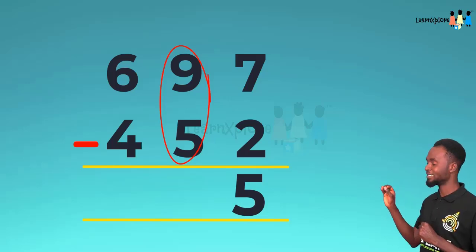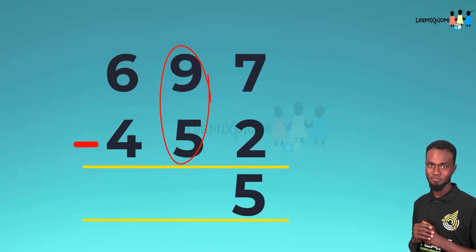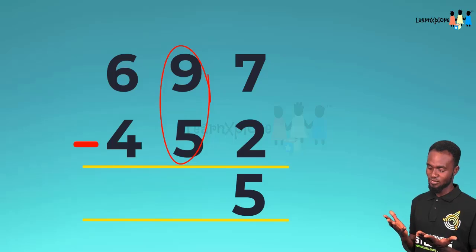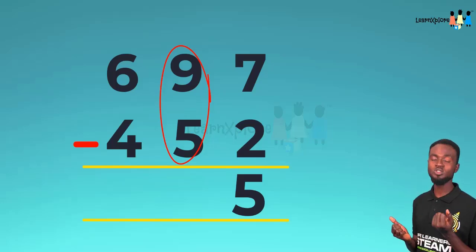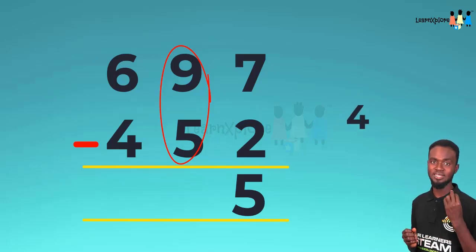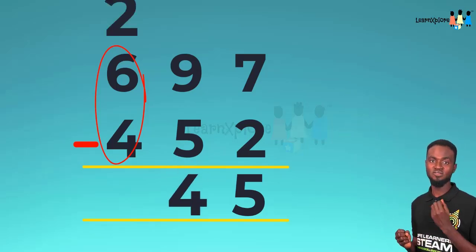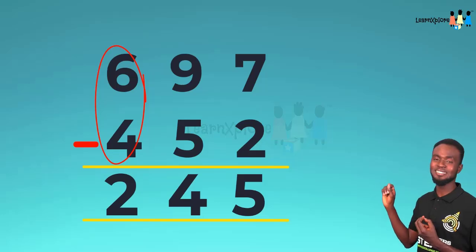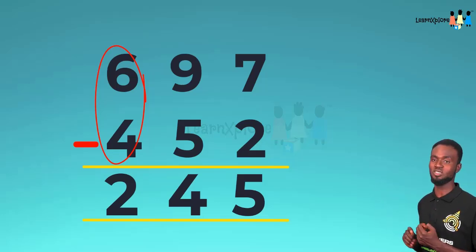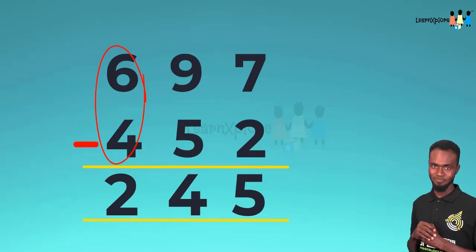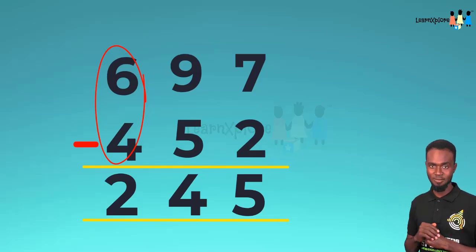Next, you have 9 minus 5. Now remove 5 from 9. What you have left is 4. And then finally, 6 minus 4 is 2. So the value for 697 minus 452 is 245. Let's have two more examples.